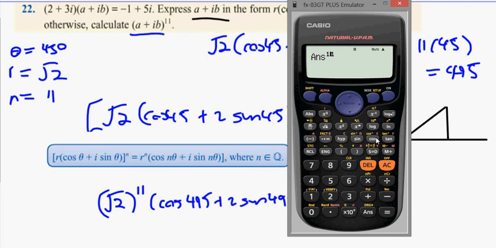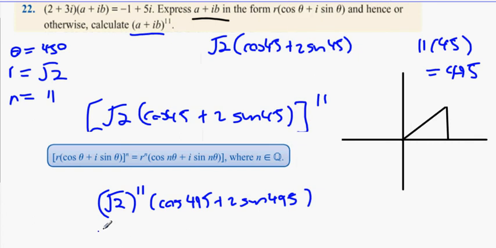Let's do root 2 to the power of 10 first. Okay, interesting. Root 2 to the power of 11. So let's try root 2 to the power of 10. We get 32. So it's actually going to be 32 root 2, because root 2 to the power of 11 is the same thing as root 2 to the power of 10 times root 2, which is 32 root 2.